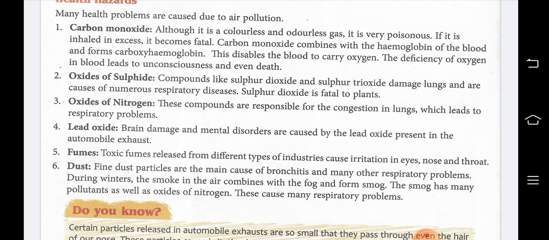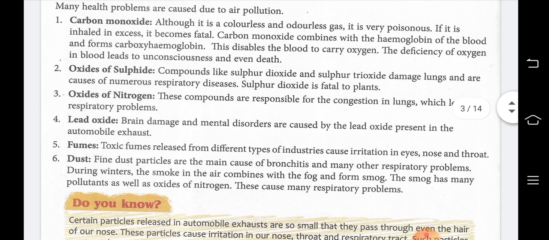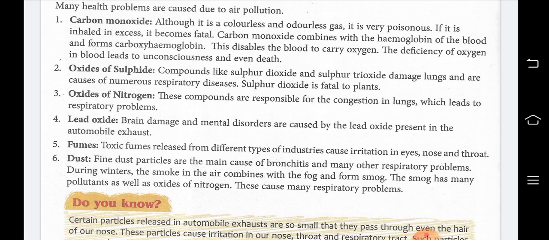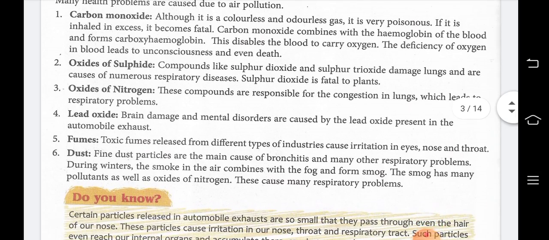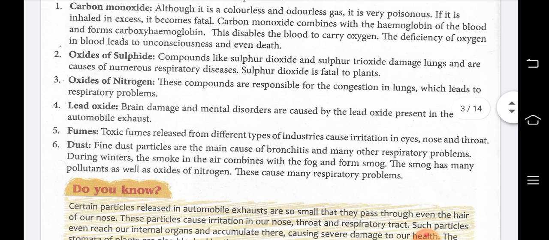हीमोग्लोबिन के साथ मिक्स होकर के ये कार्बोक्सी हीमोग्लोबिन बनाता है and it causes deficiency of oxygen in the blood, ब्लड में ऑक्सीजन की कमी हो जाना, which can lead to unconsciousness and even death. कभी कभी हम लोग को बहुत सफोकेशन लगने लगता है due to this carbon monoxide gas which is released by the vehicles और by burning coal or wood where there is incomplete burning, this carbon monoxide gas is released.